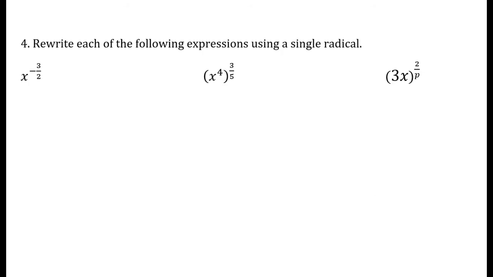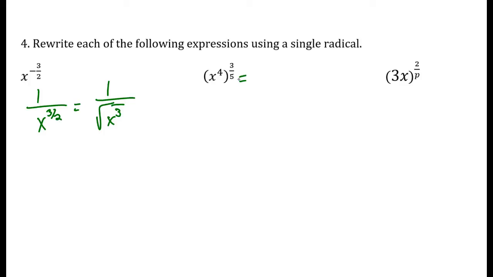Number 4, rewrite each of the following expressions using a single radical. So the first one is x to the negative 3/2. That negative puts me in the denominator and makes the exponent positive. And remember, it's power over root. I have the square root of x to the 3rd. I can put a 2 there, but whenever we're talking about square roots, we normally don't include the index on the radical and just leave it out. So power over root gives me the square root of x cubed.